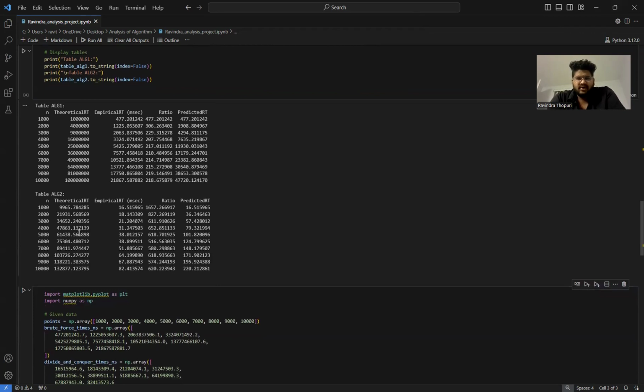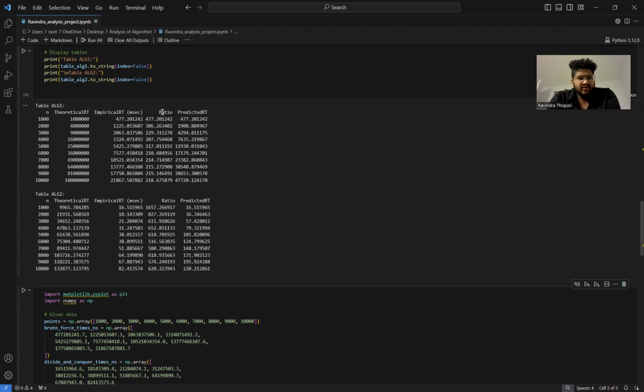To wrap this up, algorithm two's divide and conquer strategy is without a doubt the way to go for the closest pair of points problem. It's more efficient and scales way better as the data sets get bigger. Our experiments back up the theory, and for any real world application, algorithm two should be your pick.